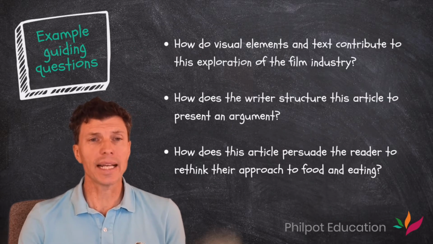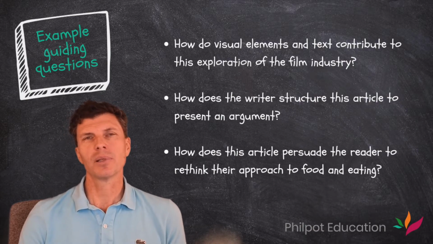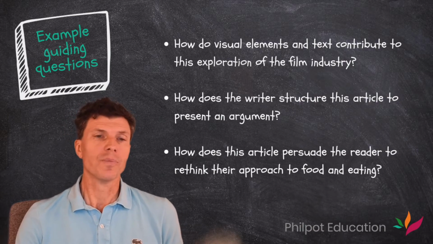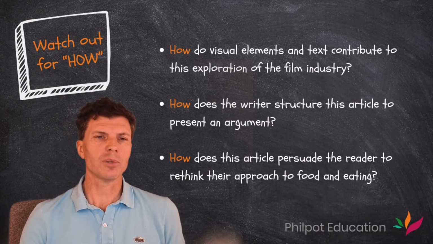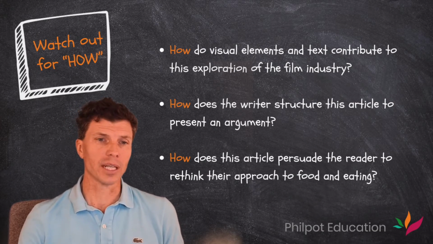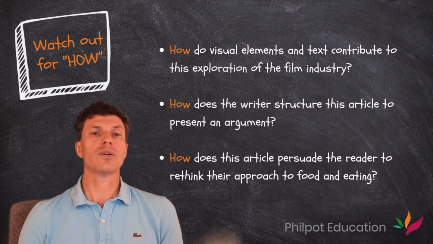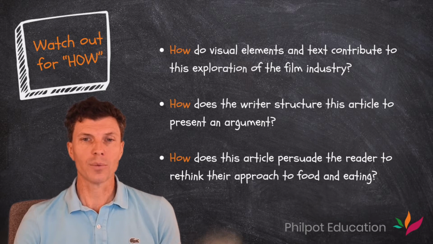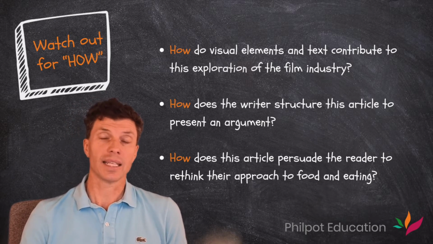Let's look at 3 guiding questions from past exams, see what they have in common, and how we could develop a response to one of them. So you'll notice that they all have the word how. How do visual elements and text contribute to this exploration of the film industry? How does the writer structure this article to present an argument? How does this article persuade readers to rethink their position, their approach to food and eating?